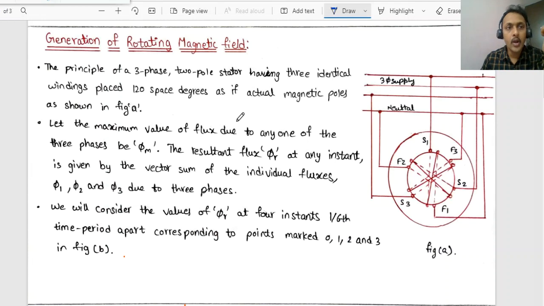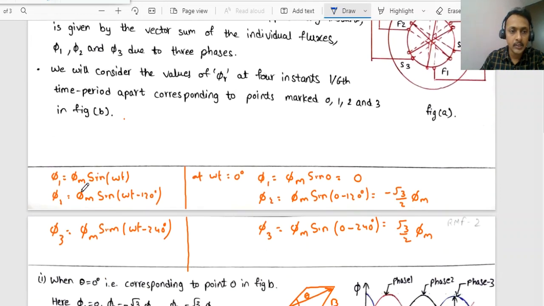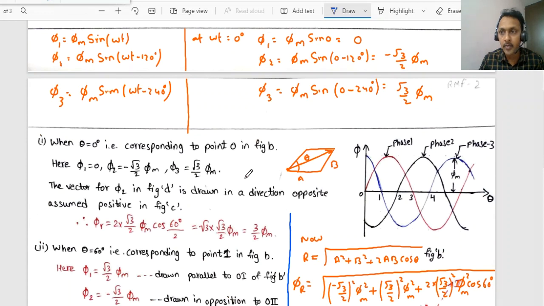In this video, we are going to discuss the generation of rotating magnetic field, and we will see the equations for the flux phi of all the three phases. Let it be phase 1, phi 1, phi 2 and phi 3, right? What is its mathematical representation, and also we will calculate the resultant value of the flux at any given instant.